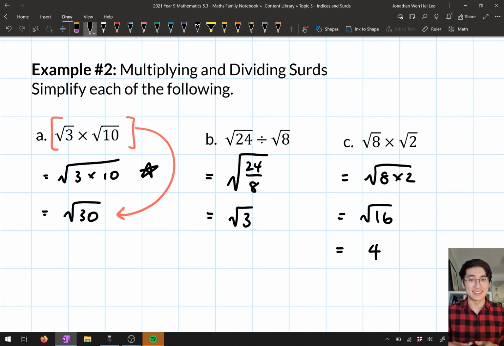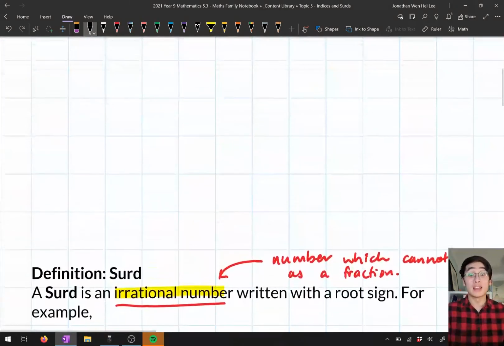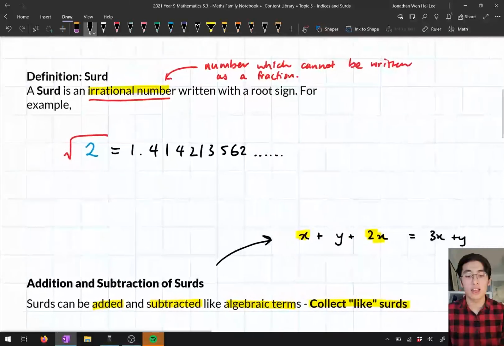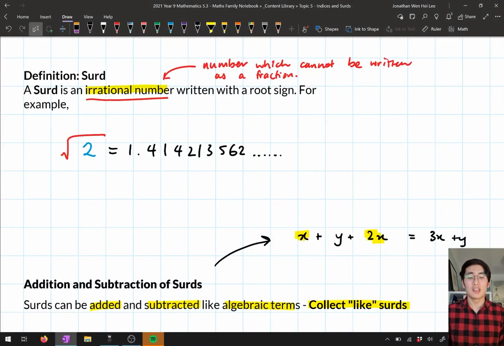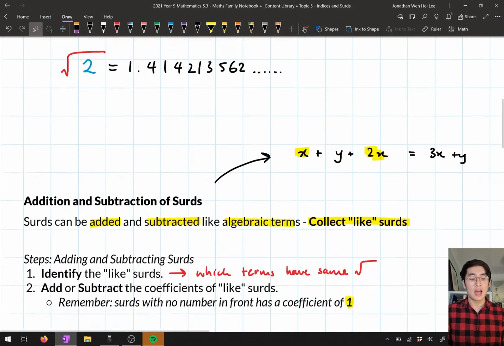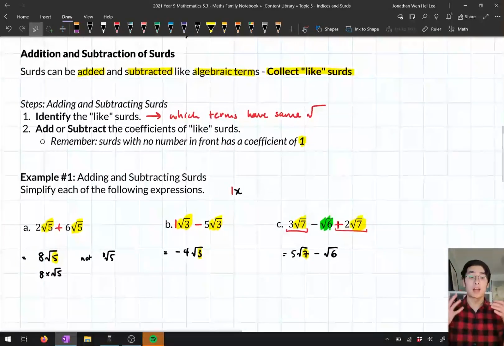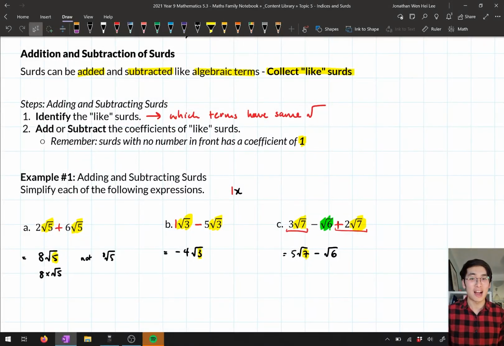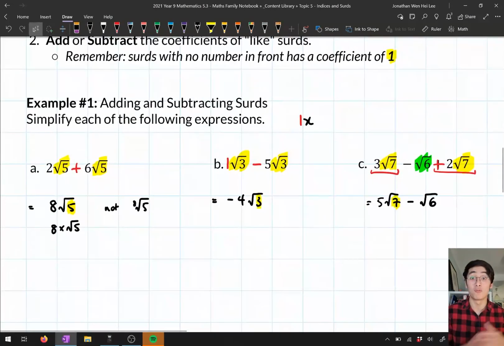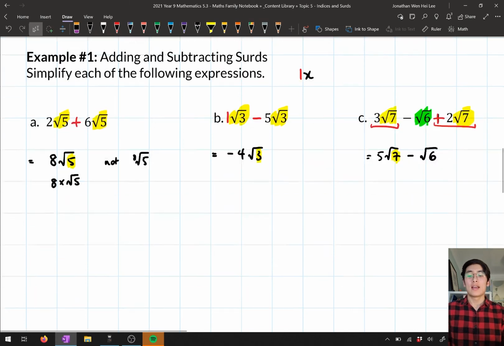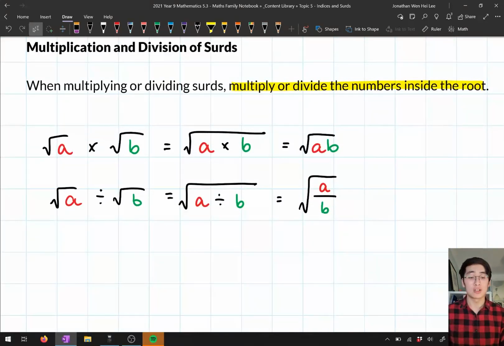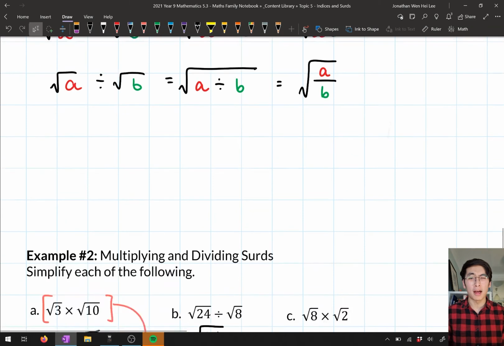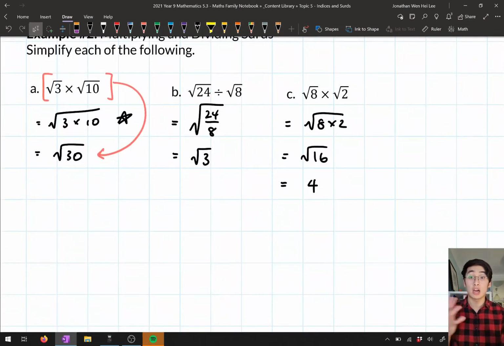So that's it for today's lesson, Year 9. Let's do a quick recap of what we looked at. In today's lesson, we started looking at operations with surds. We did a quick recap of what a surd was: an irrational number written with a square root sign. We talked about how we could add surds by combining like surds. Like algebraic terms, we look for surds that have the same square root and add or subtract the coefficients outside the front. And then we looked at multiplying and dividing surds. When we multiply or divide surds, we multiply or divide the numbers inside our surds.